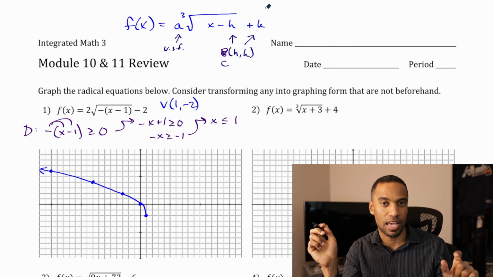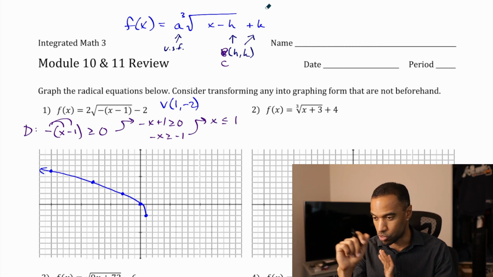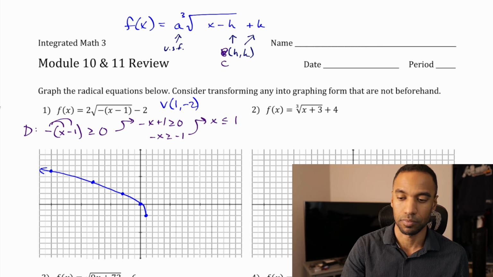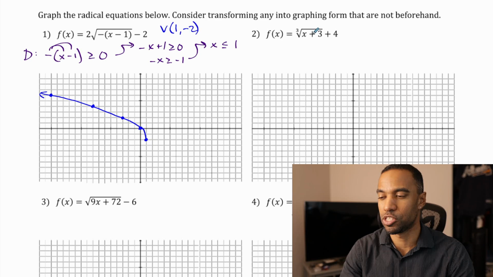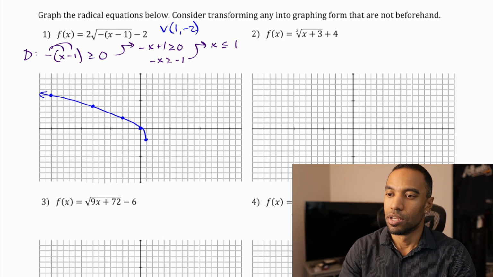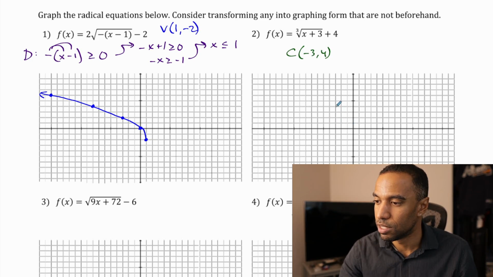Having a negative on the inside versus a negative on the outside, those are identical for cube roots. Square roots are way different stories for it. So we have f of x equals the cube root of x plus 3 and then plus 4. So the center of this thing here is at negative 3, comma 4. Flip this sign, keep this sign right here. So we're going to start at negative 3, 4.